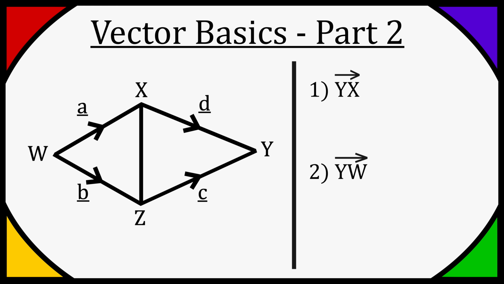Now for question number 1, we have to go from y to x. Now we have vector d, but as you can see from the arrow, it's going the wrong way. It's going from x to y. Now we could go the long way around, but we're still going to have that problem. The vector is going the wrong way. So what do we do?